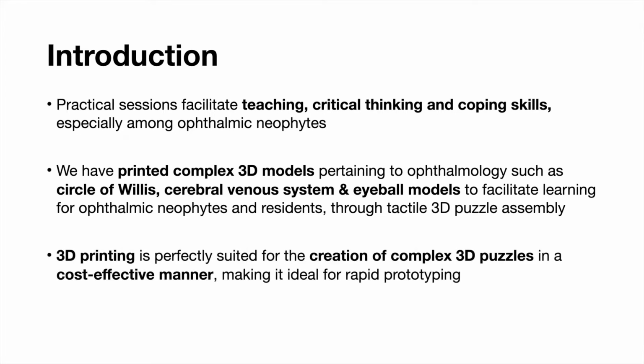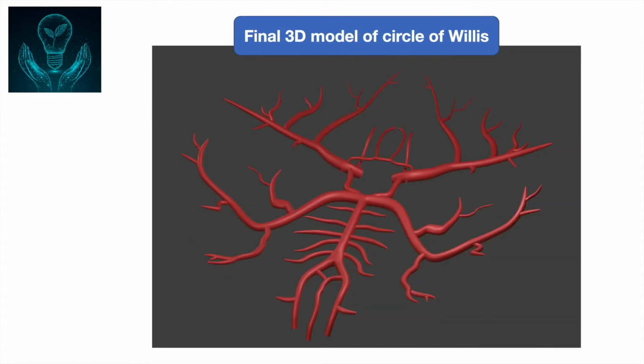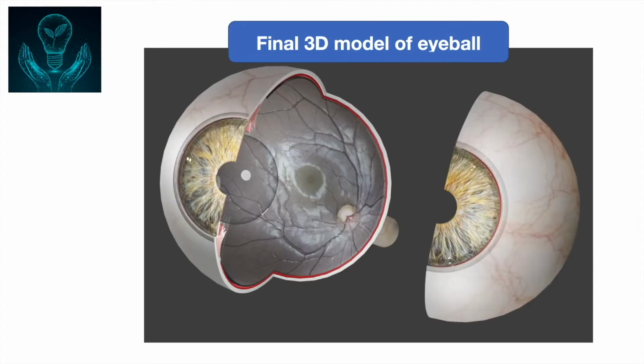3D printing is perfectly suited for the creation of complex 3D puzzles in a cost-effective manner, making it ideal for rapid prototyping. The various models that we have created as 3-dimensional puzzles are as follows. 1. Cerebral venous system model. 2. Circle of Willis model. And 3. The eyeball model in fine detail.